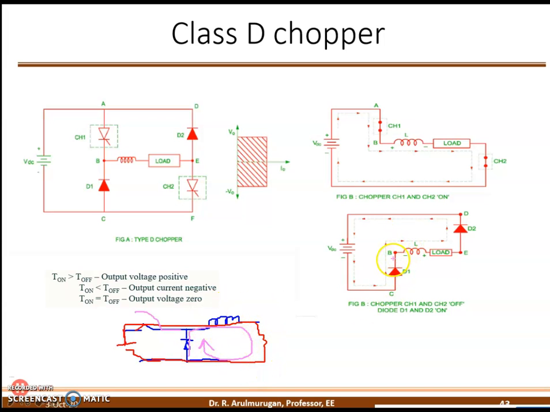See here's what happened in mode 2 condition. As usual, the switch is open. Similarly, here the switch is open. These two switches are open, so the diode is closed. Once the diode is closed, you will get this type of circuit diagram.